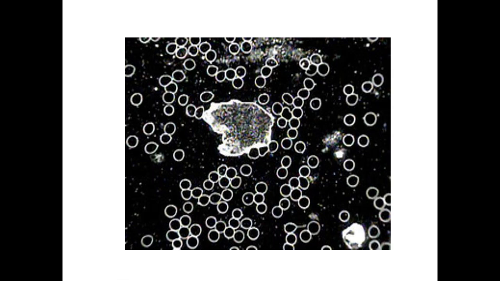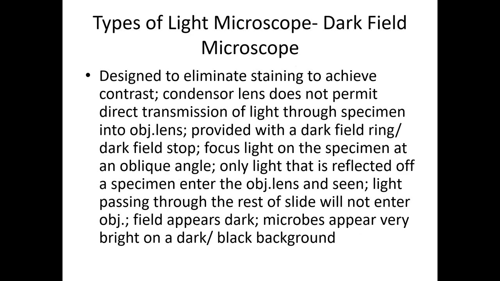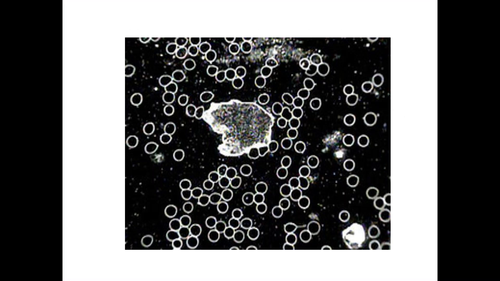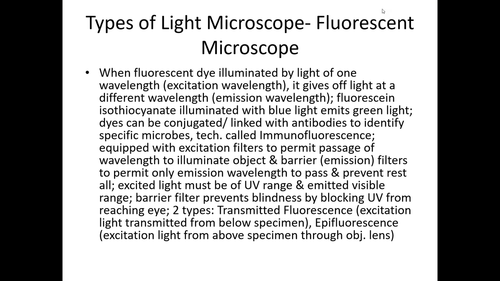See the picture. You can see the structures are very bright here, whereas the background is completely dark. Whereas in bright field microscopy, the background was completely light and the structures were dark. Here it is just the reverse. So two types of light microscopes are over: bright field microscope and dark field microscope.